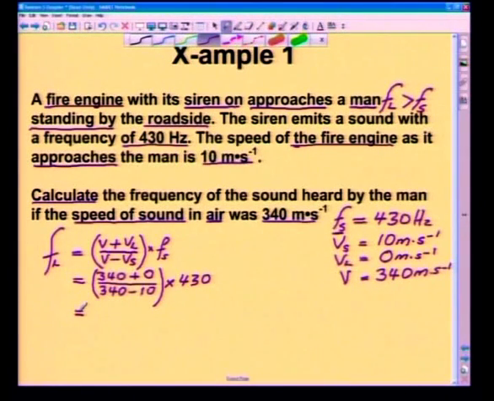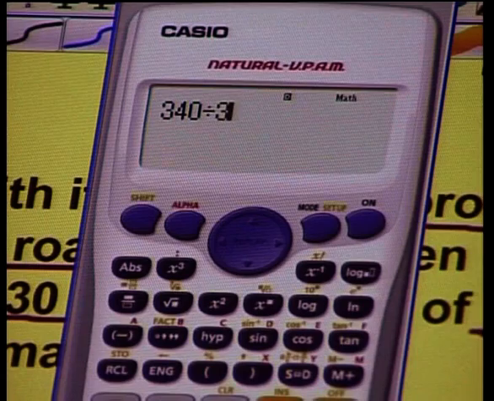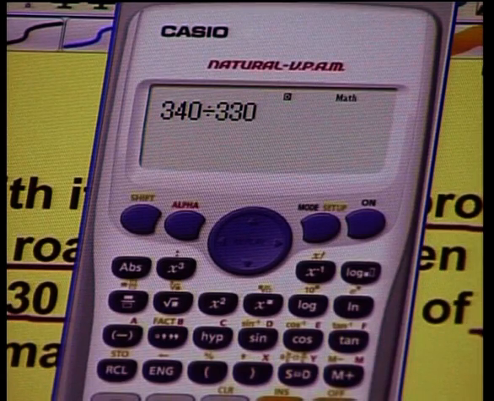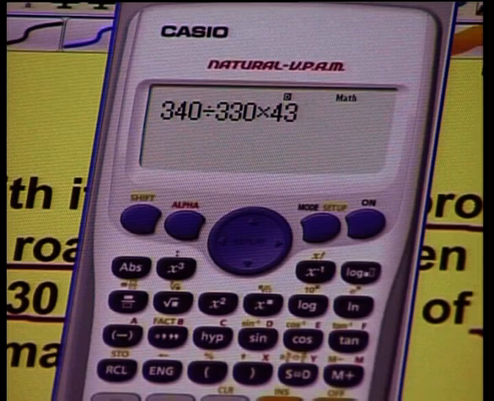But we can quickly sort of simplify the brackets section here. 340 minus 0, it's 340. Divided by 340 minus 10, it's 330. Okay? This will be multiplied by 430. And then we're going to get our answer. Now let's use a calculator quickly to find the solution to this problem. So we have 340 divided by 330 times 430.